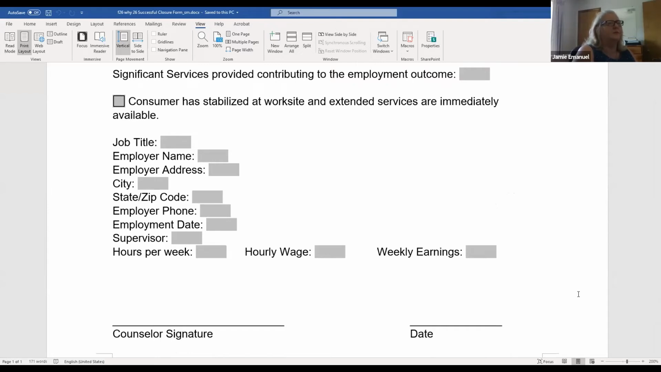Yes, that's correct. Okay, thank you. You're welcome. Okay, let's look at some of these other forms real quick while we are on that section.